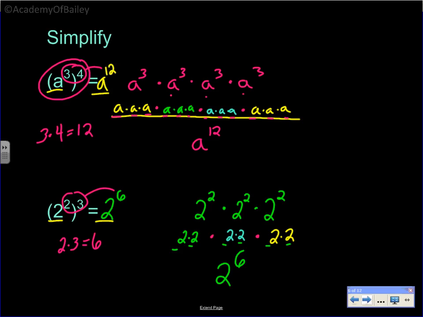The top example, the simplified answer is a to the 12th power. The bottom one, 2 to the 6th power, you should simplify it into a number and just say it's 64. Okay?